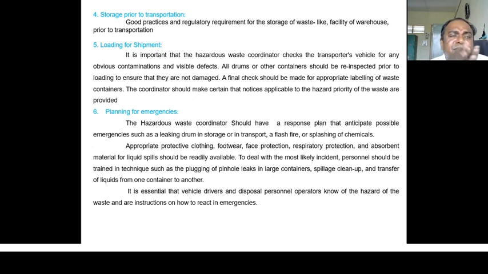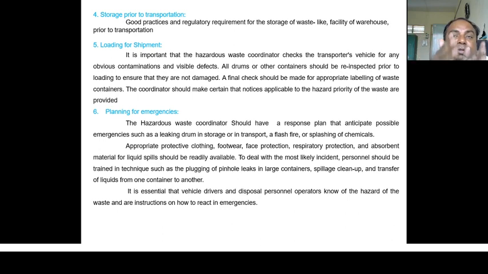Whenever the chemical waste which is generated needs to be transported from the place where it has been stored to a disposal site, what is the duty of the hazardous waste coordinator? The hazardous waste coordinator should inspect all of the chemical drums which have been packed with chemicals, to check that there is no kind of leakage or damage, or that any labeling done on the container might have slipped away.